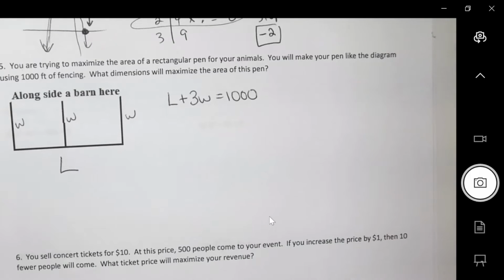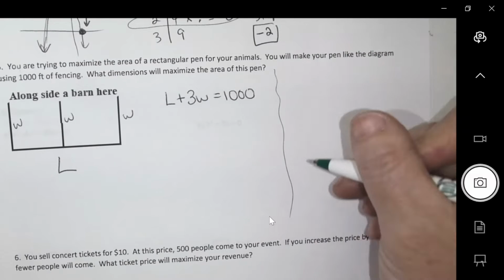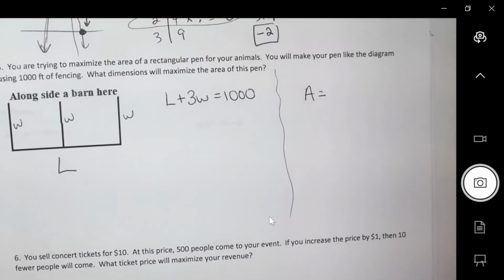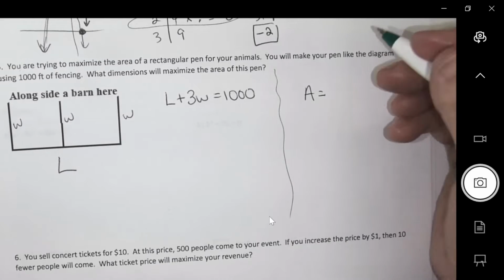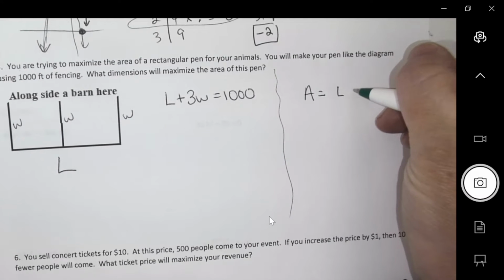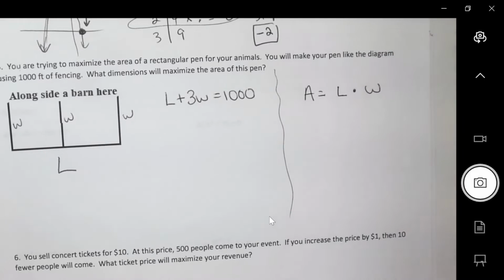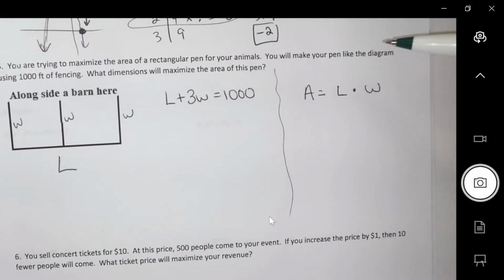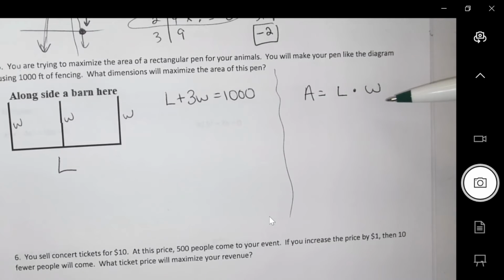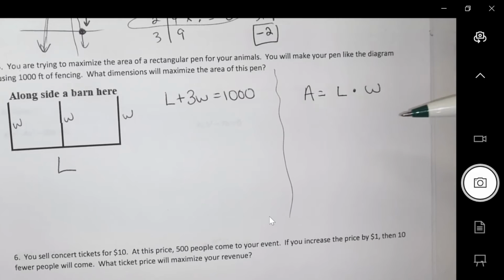Okay. Now let's talk about area for a second. What's the area of a rectangle? Do you remember that one? Length times width. Okay, so I'm trying to do some work with this area formula, but I can't do that with an L and a W. Math is not going to work over there if you have two variables.